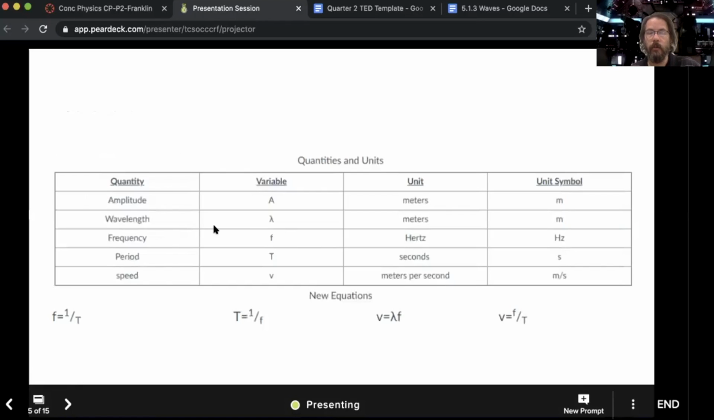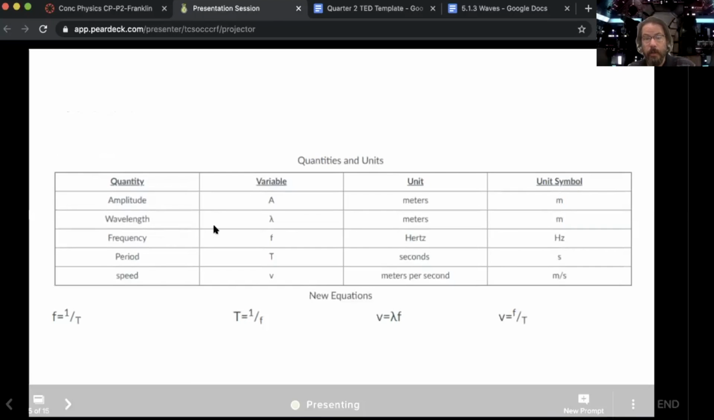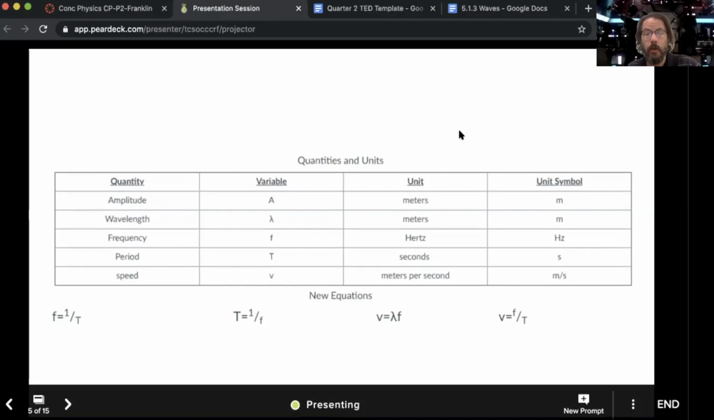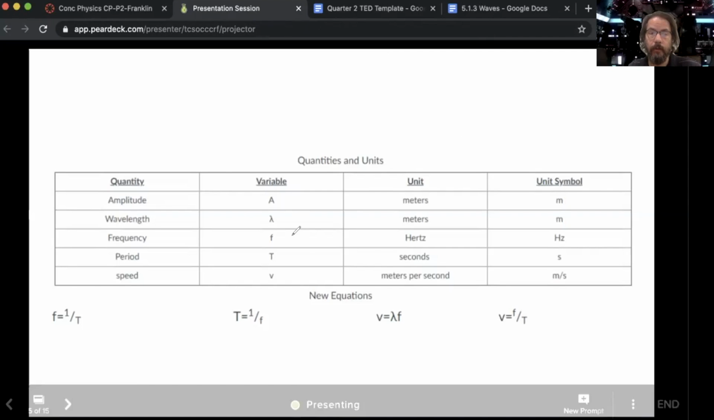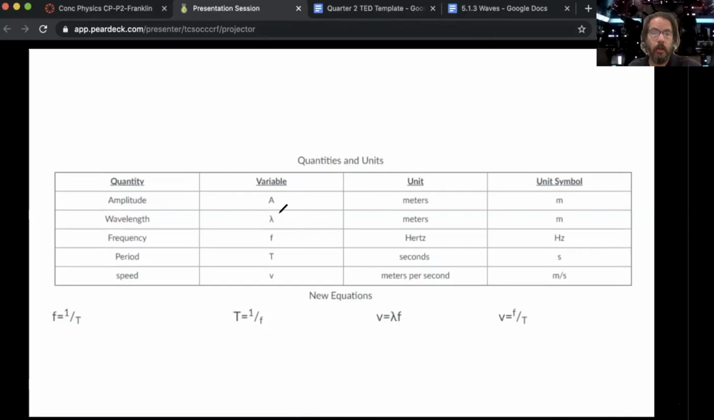Otherwise, let's talk about waves. I'm not going to go into great detail on this because it's in your video notes. It's also in the weekly overview video where I talk about some of this stuff. So if you have not watched that, well then you missed out. But here are our quantities and units. We're going to talk specifically about how we actually figure these things out.